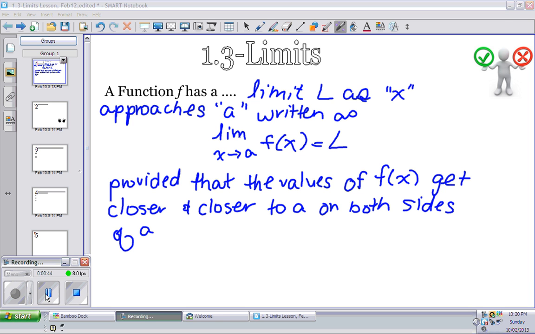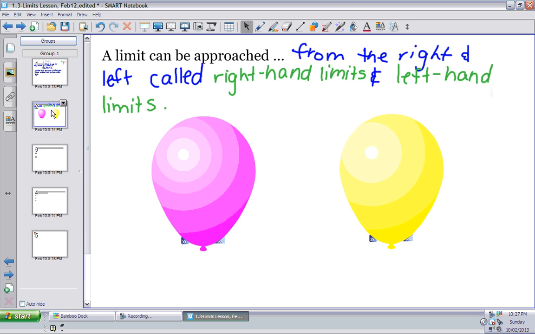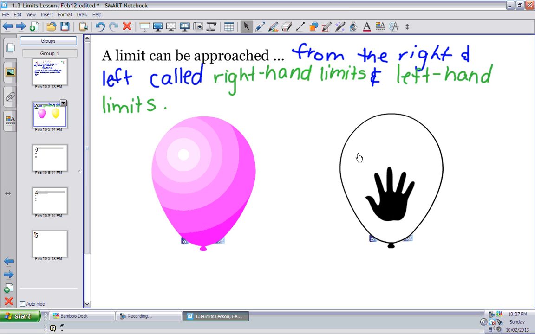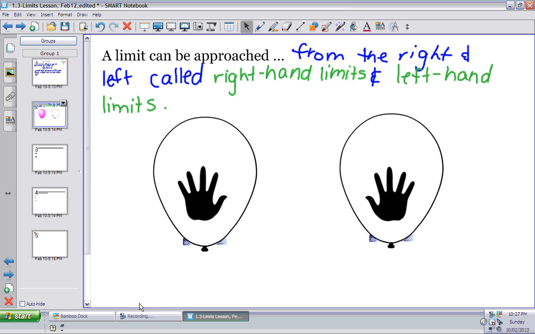So let me just, okay, so now a limit. This limit can be approached, like we said, it has to work for both sides of the a value. So this limit can be approached from the right and the left. This is called a right-hand limit and a left-hand limit.